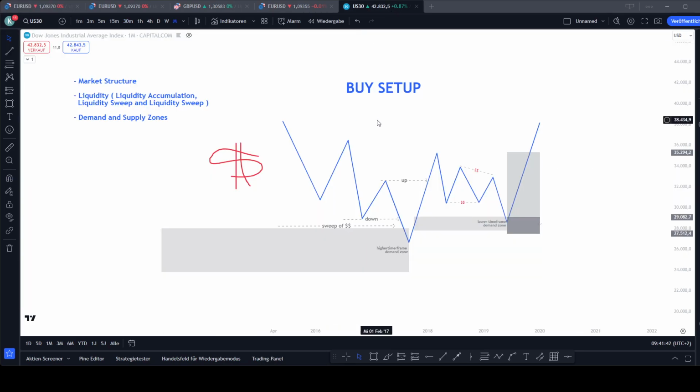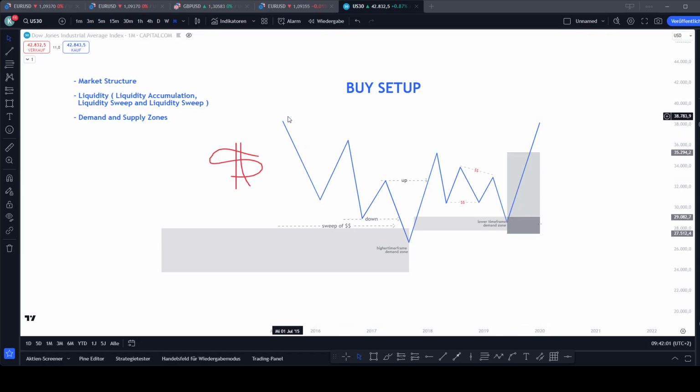Like every other buy setup, each time I'm trying to look for a buy setup, I focus on three concepts, which are market structure, liquidity, and demand zones. Looking at this system, what am I expecting before I get into this trade? This is what is supposed to happen before I enter this trade.